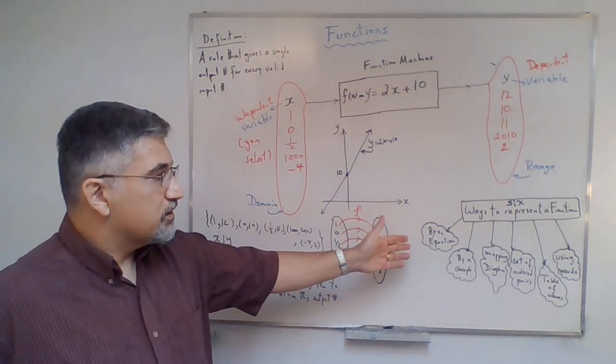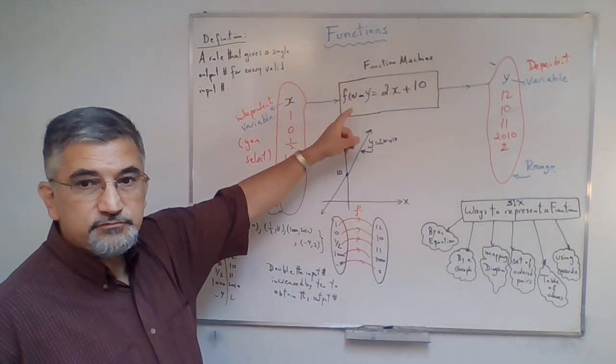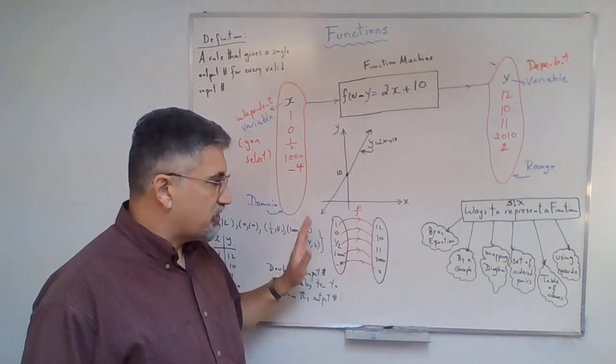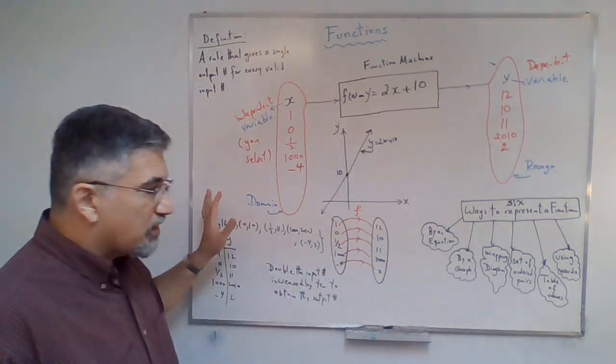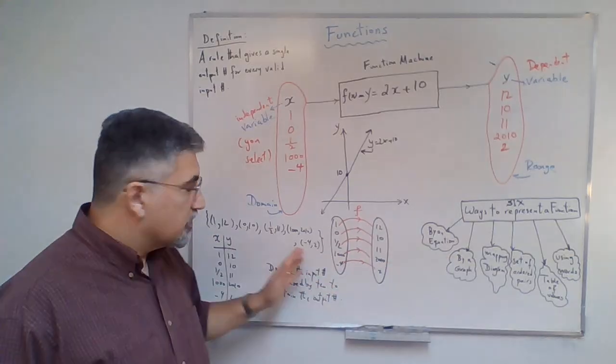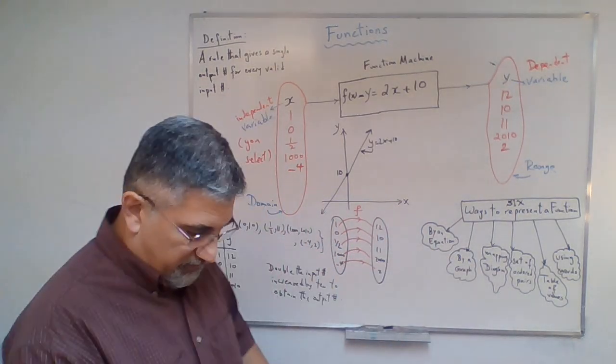How many ways are there? There are 6 different ways that you can represent a function. An equation, used a lot. Graph, used a lot. Mapping diagram, not that much. Set of ordered pairs, sometimes. Table of values, used a lot. And using English words, rarely used. Okay, but these are the 6 ways that you can represent a function.